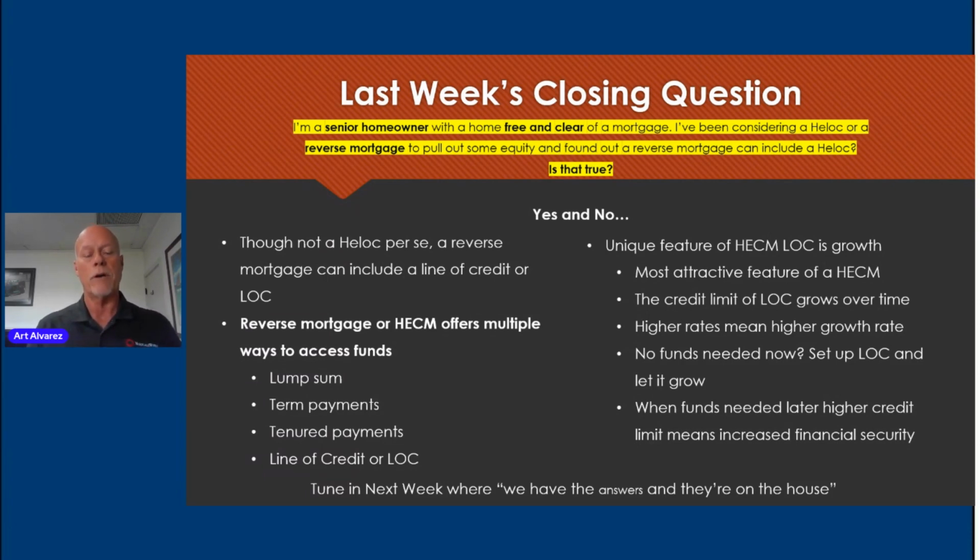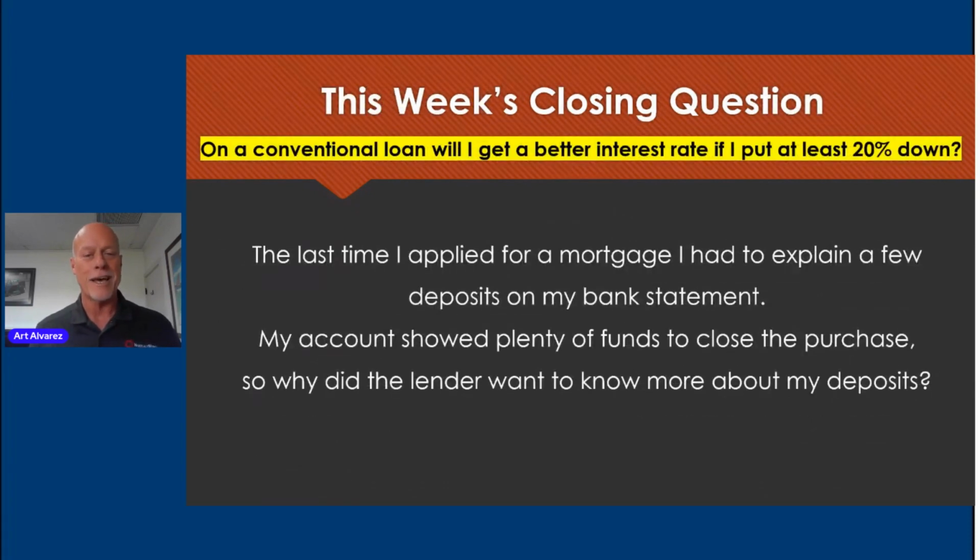And with that, we'll go ahead and go on to our closing question for next week. And this is kind of an interesting one. On a conventional, actually, Jeff, this looks like the one, the header there, on a conventional loan, will I get a better interest rate? That's not the question. Let me go ahead and read it to you. The last time I applied for a mortgage, I had to explain a few deposits on my bank statement. My account showed plenty of funds to close the purchase. So why did the lender want to know more about my deposits? As you can see, there's the question.